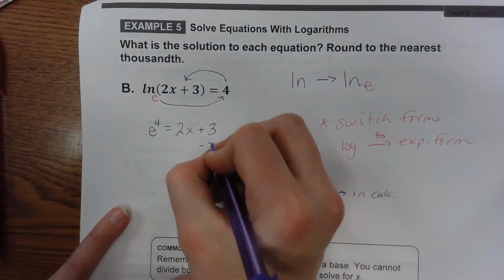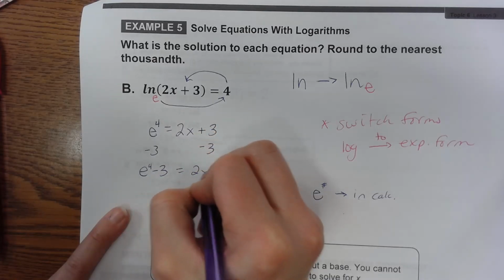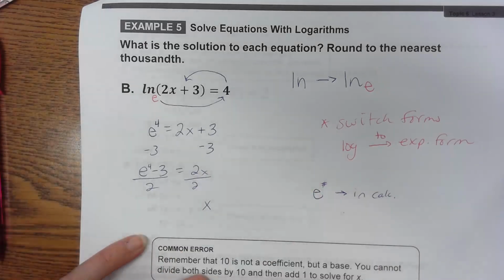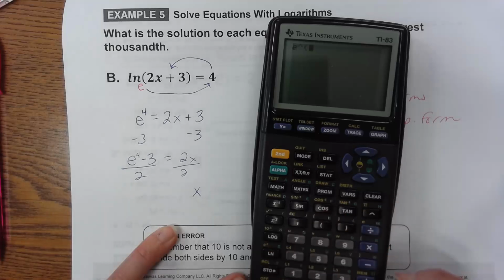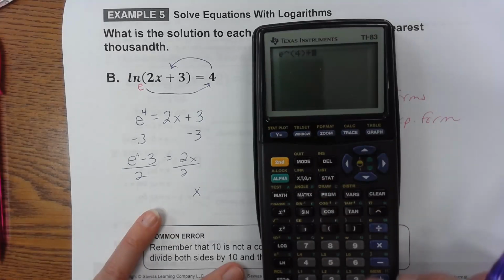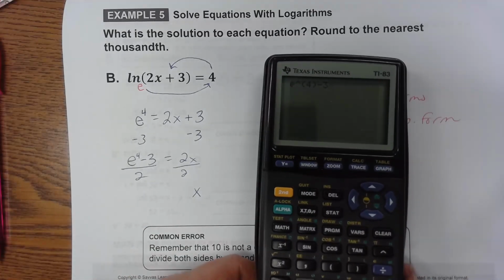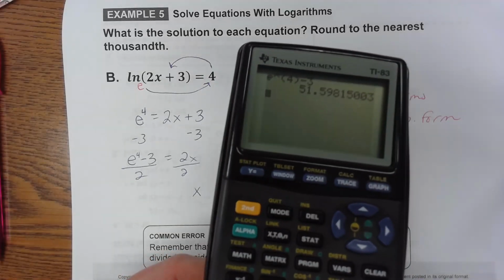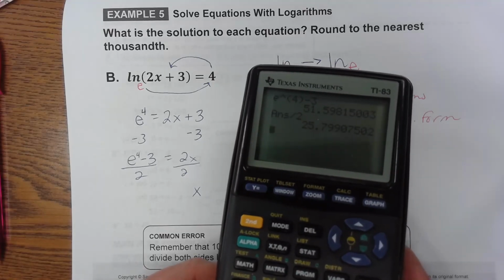So we're going to solve this by just subtracting 3 and dividing by 2. Now you can type that all in your calculator, or you can hit enter. I usually go second e, and I'll go e to the 4th. Close your parenthesis. I'm going to minus 3, and I'm going to hit enter, and then I'm going to hit divided by 2, and I should get 25.799.